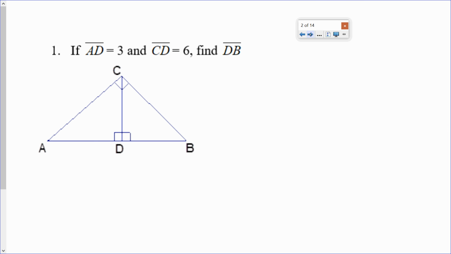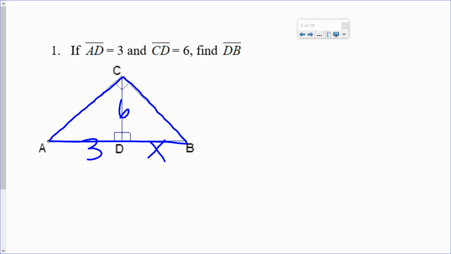AD is 3, CD is 6. It's asking me for DB. So you need to start recognizing this picture. This picture is an altitude that's drawn to a right triangle. Basically, it looks like a big hill. Like you would kind of climb up this big hill from this way, you kind of fall down. So Hill SAS looks like a hill. And when you see this picture, you need to know that it's going to be a Hill SAS problem.